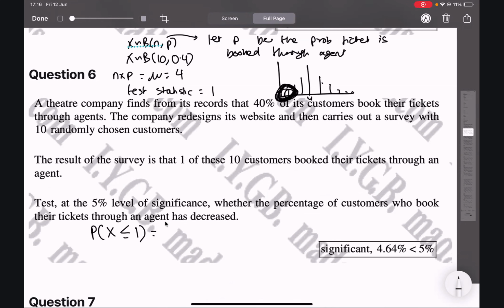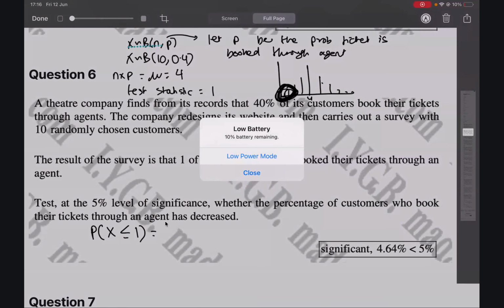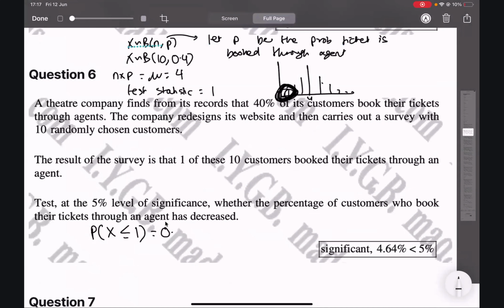Cool. And then I'm just going to put n as 10, p as 0.4, and then x as 1. And then I'm going to get 0.0464. 0.0464 is less than 0.05. So what would I say now?